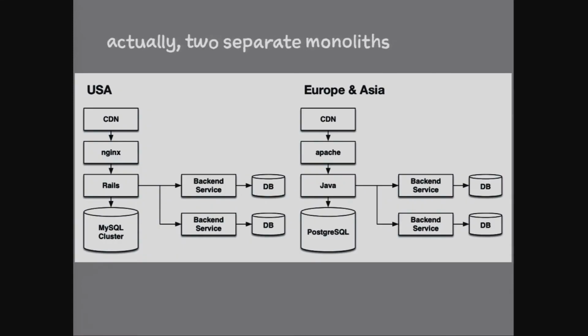But in reality, it was kind of more like this. We had 2 separate platforms. We had Rails and Nginx in the US, Apache and Java in Europe, 2 different database backends, different database schemas, all that kind of stuff.